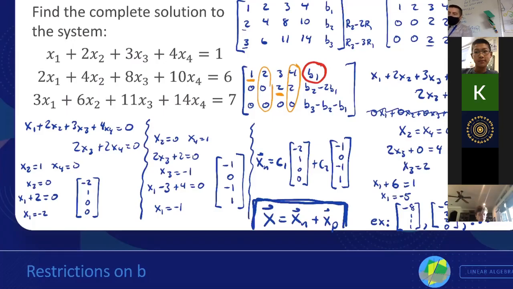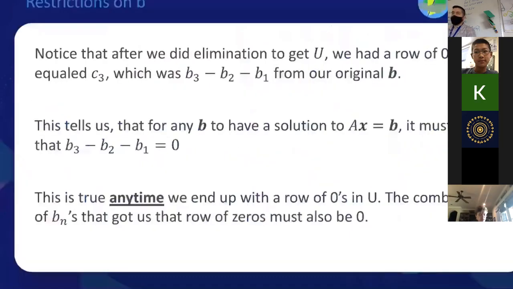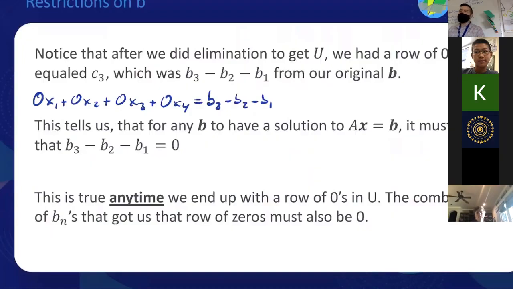Okay, so notice after we did elimination to get U, we ended up with a row of zeros. That won't always happen, but if it does, that's giving us a constraint on what B can be. So here again, we got 0x1 plus 0x2 plus 0x3 plus 0x4 equals B3 minus B2 minus B1. Well, there is no x1, x2, x3, or x4 that I could plug in here and not get that B3 minus B2 minus B1 must be 0.